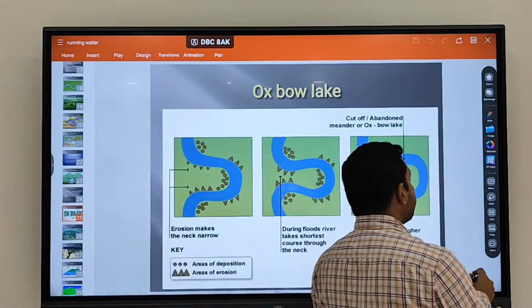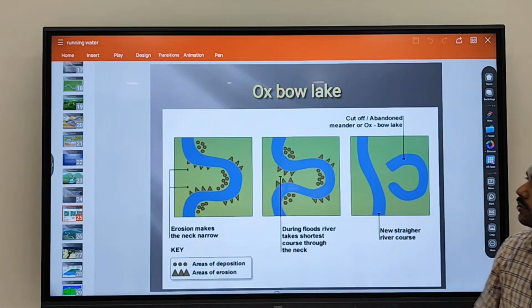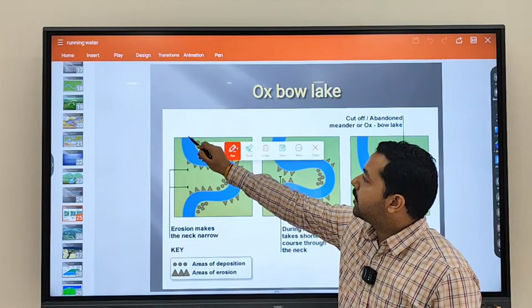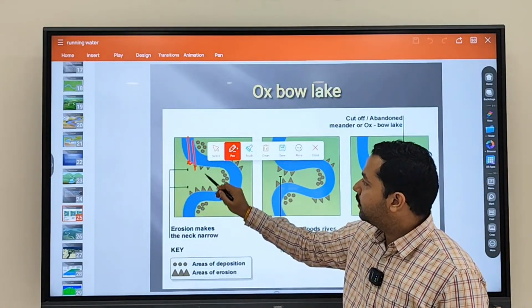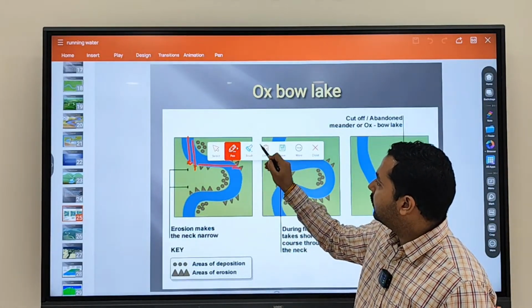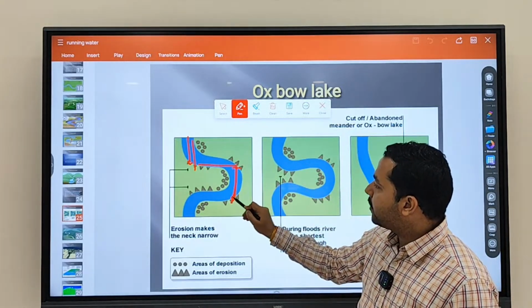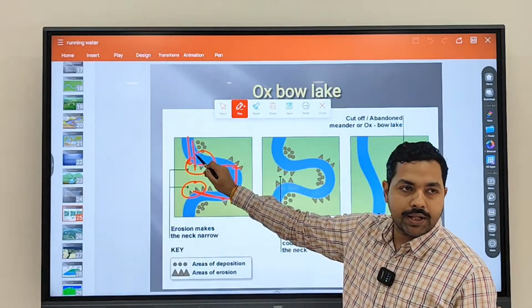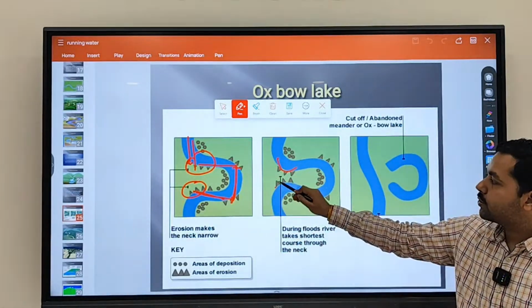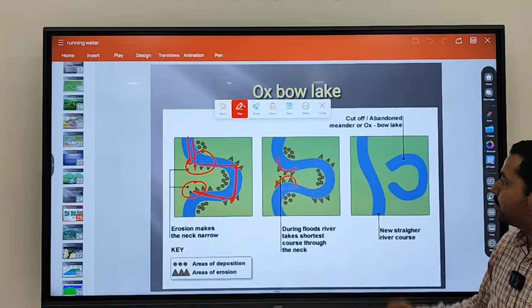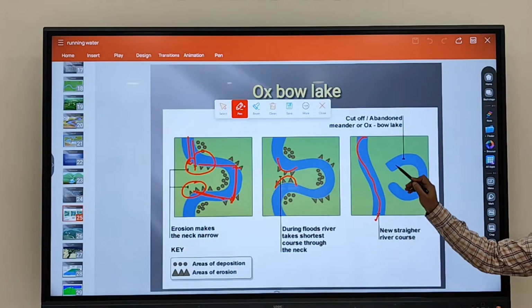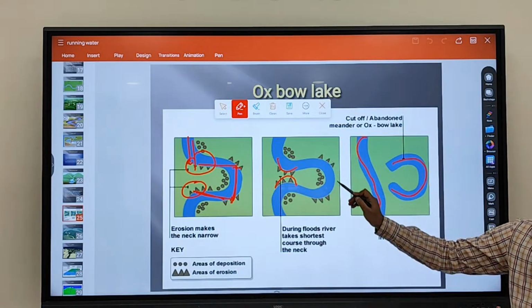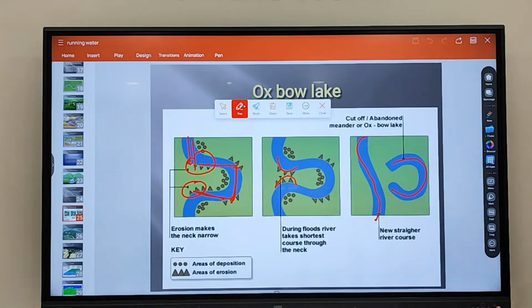So you see how it is happening? As we discussed, river is coming and eroding this part, then coming and eroding this part, then this part again. So here erosion is happening, here erosion is happening. Over a period of time, what will happen? These two will come closer. When these two come closer, over a period of time, river will take this path and abandon this particular path. This is how oxbow lake creation happens. Fine.